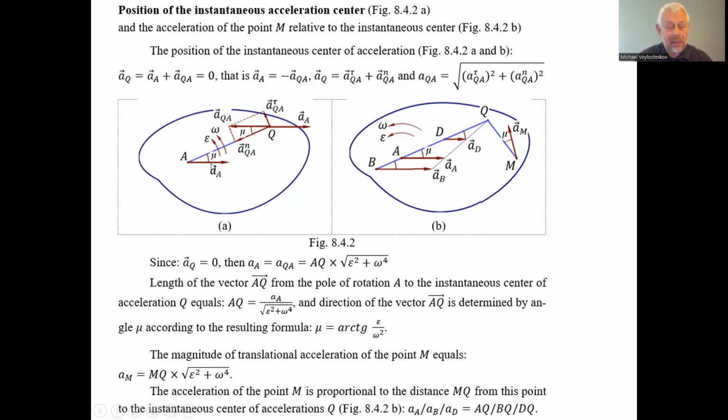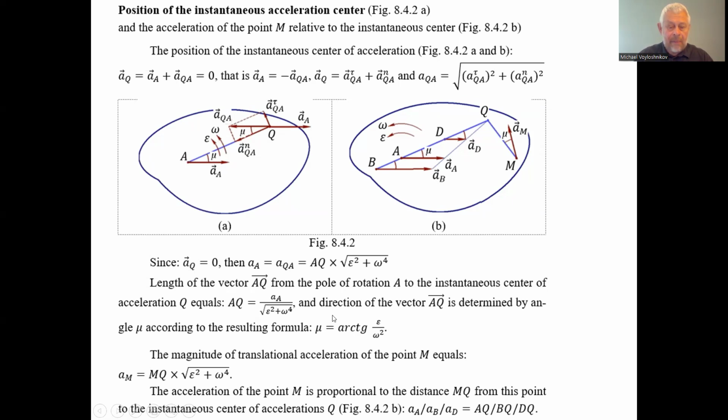First, we have assigned the translational acceleration of the point A, and the angular acceleration and the angular velocity of the body. So having only one point and one direction assigned, we have to find another point, which would be Q, the instantaneous center of the acceleration. So we got the distance, the arm, from point A to point Q. And besides, we have to have the direction to the point Q.